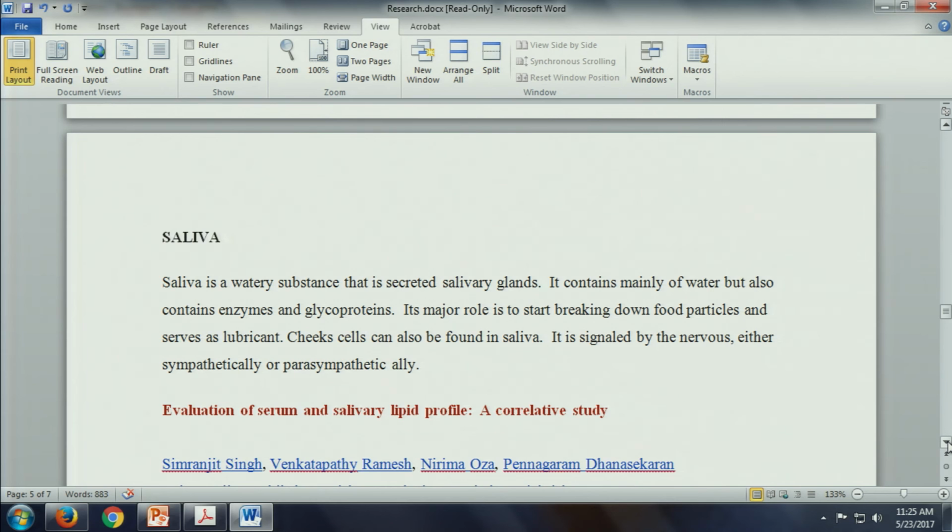Saliva is secreted in the salivary glands and contains mainly water, but also enzymes and glycoproteins. They all help in healing and in digesting. Its major role is to start breaking down food particles, and it serves as a lubricant. Cheek cells can also be found in saliva, and it is also signaled by the sympathetic or parasympathetic nervous system. That is why there is a meaning and purpose in using the hand to eat rather than a spoon.